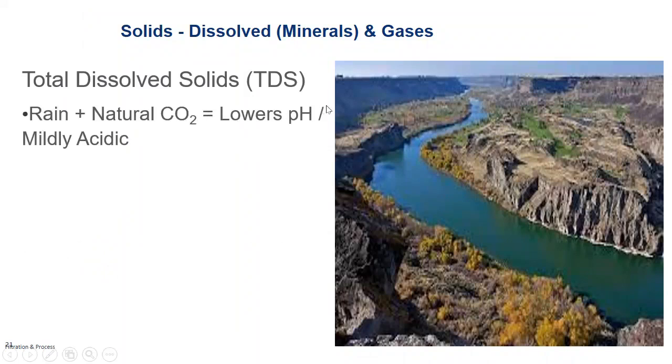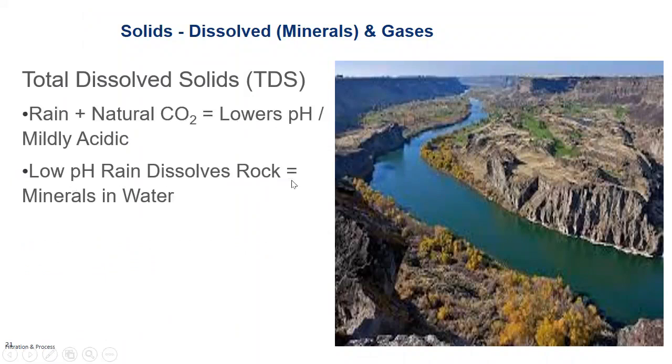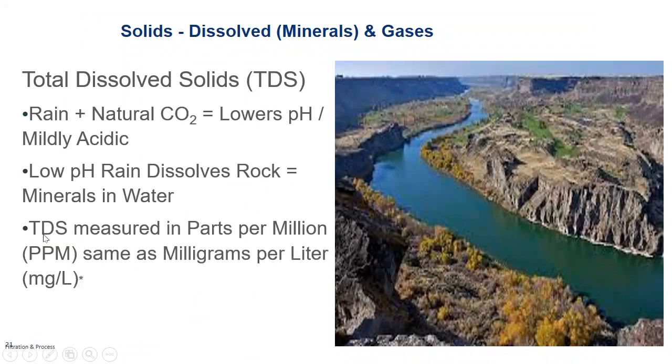Rain plus CO2 lowers the pH, makes it mildly acidic. Low pH rain dissolves rocks and gets minerals into your water. If you look at this river valley, from this point to this point all the way across between those two peaks, this was all eroded and dissolved by water. All this material filling in, everything down to the bottom of this stream, was dissolved and physically eroded into this stream of water. That's how powerful water is. TDS is measured in parts per million or milligrams per liter.